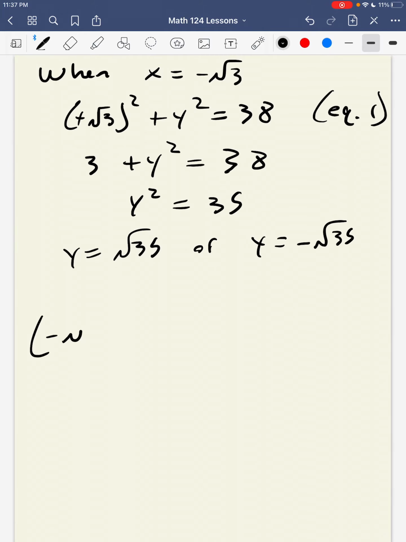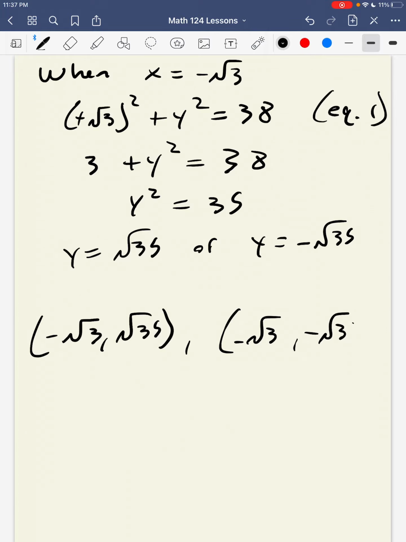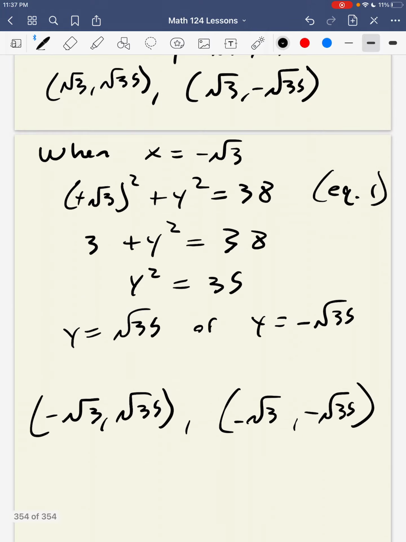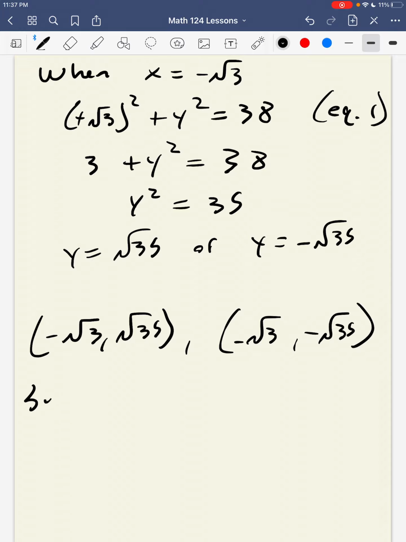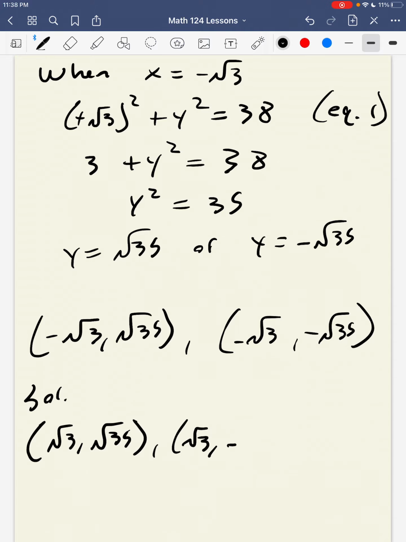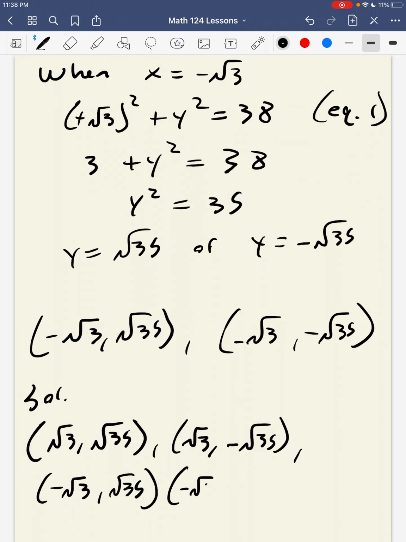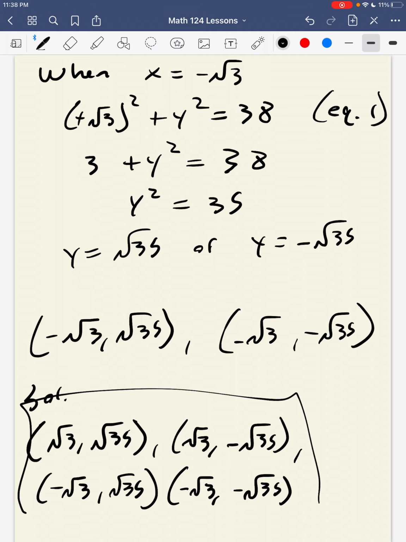So again, we get these solutions. We get negative root 3, positive root 35. We get negative root 3, negative root 35. So now we have 4 solutions. We have these and these. So if we write the solution in one list, it would be positive root 3, positive root 35. Positive root 3, negative root 35. Or negative root 3, positive root 35. Negative root 3, negative root 35. And that is the entire solution.